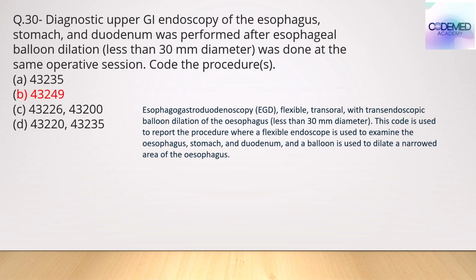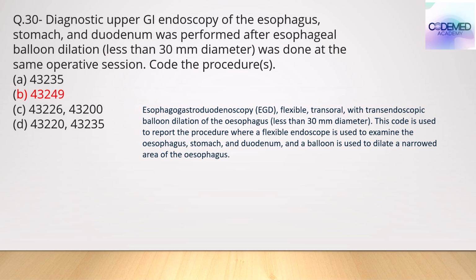So if you see the code 43249, it talks about the esophagogastroduodenoscopy, and it includes the balloon dilation. And if you see the code 43235, this particular code talks about the esophagogastroduodenoscopy, but it does not include the balloon dilation. So we have a specific code for that, so we would rather use that code.